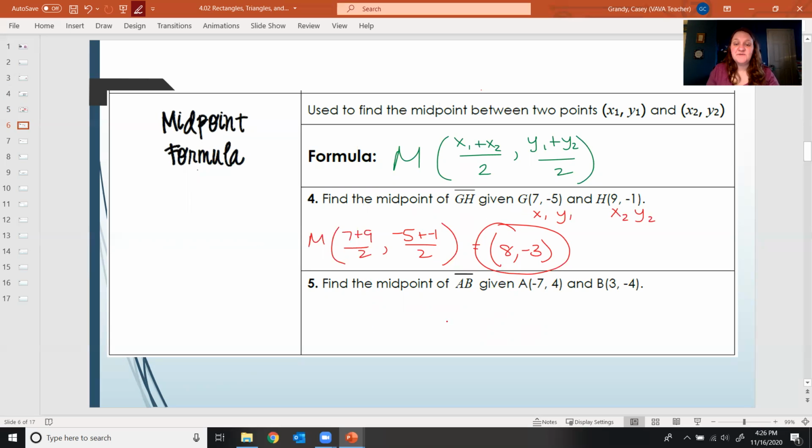At this point, I'd like you to pause the video. Find the midpoint of AB. Label your points, plug them into your formula, and find the coordinate of the midpoint. Please pause the video and do that now. Okay, so you should have gotten the point -2, 0. If you didn't, I recommend going back and checking your algebra, checking how you plugged in the numbers, make sure you added correctly, make sure you divided correctly.